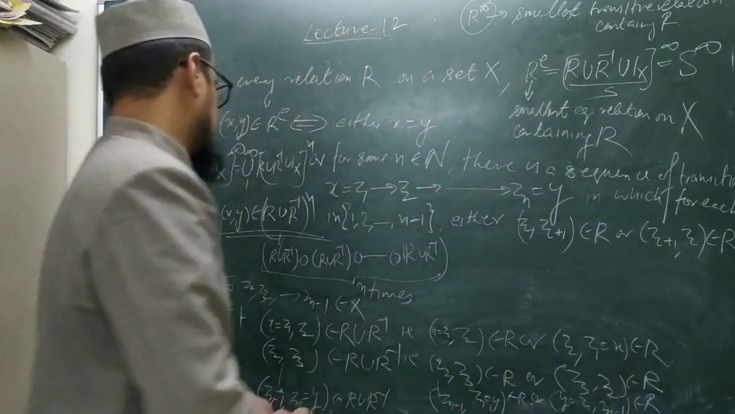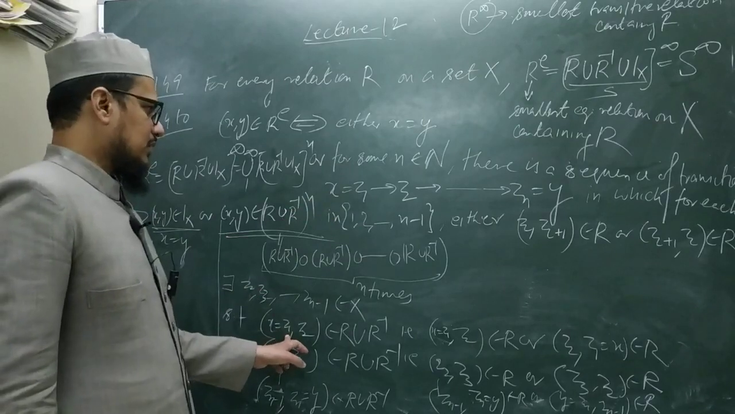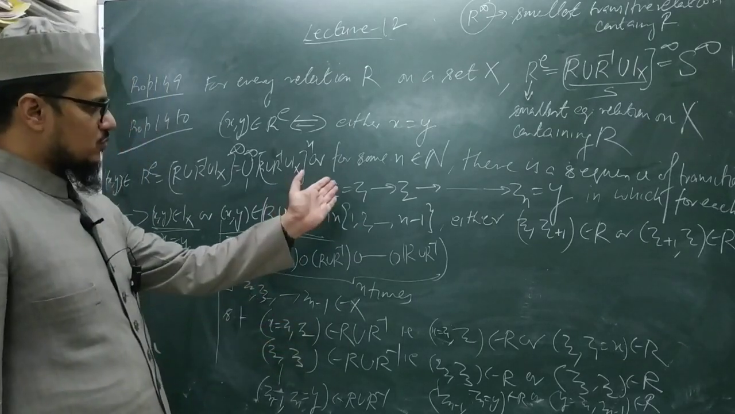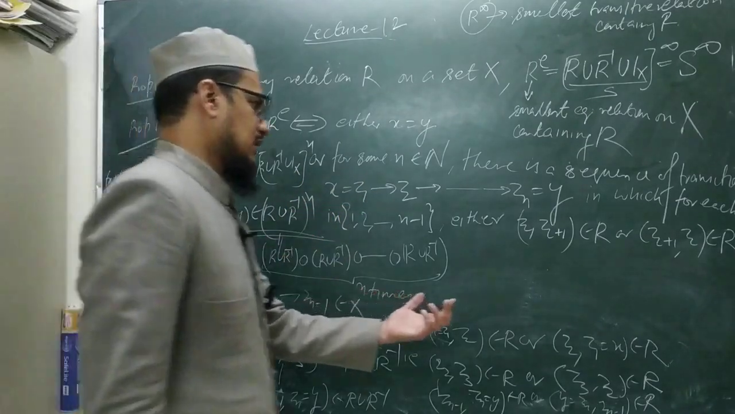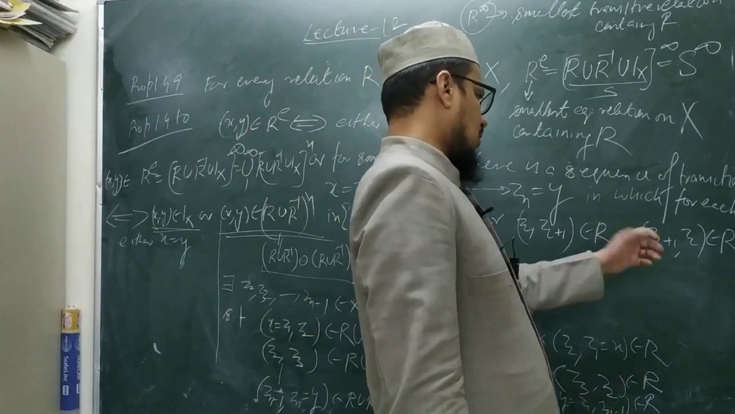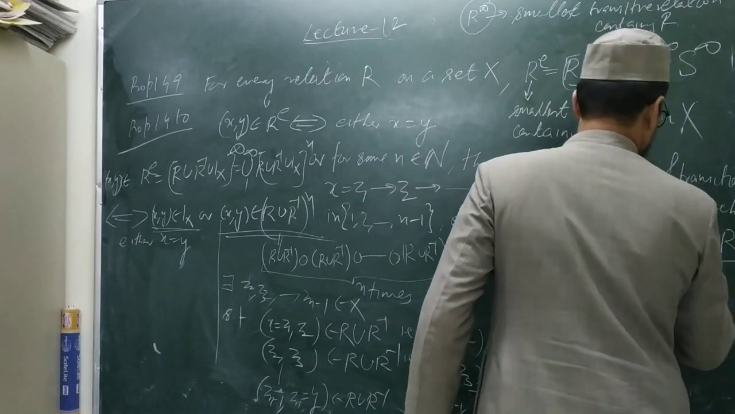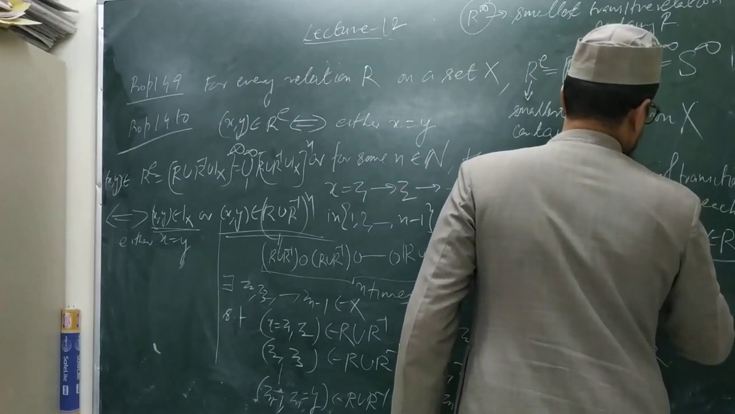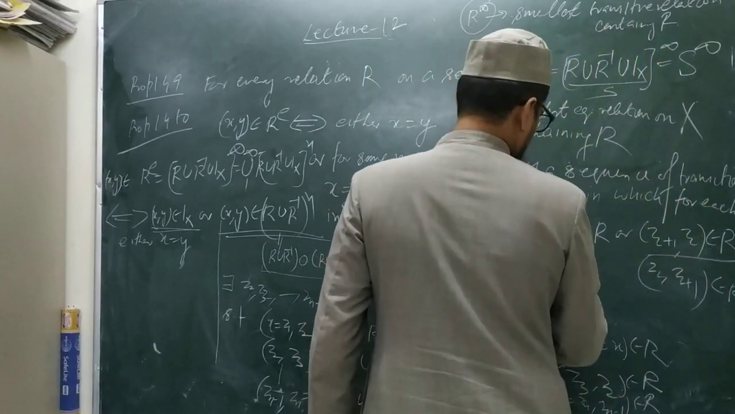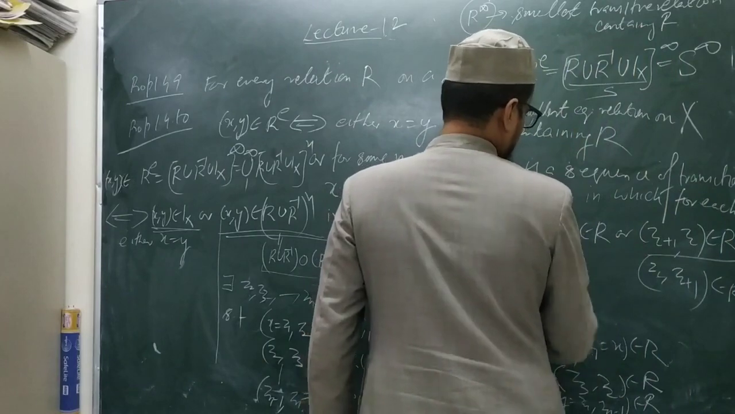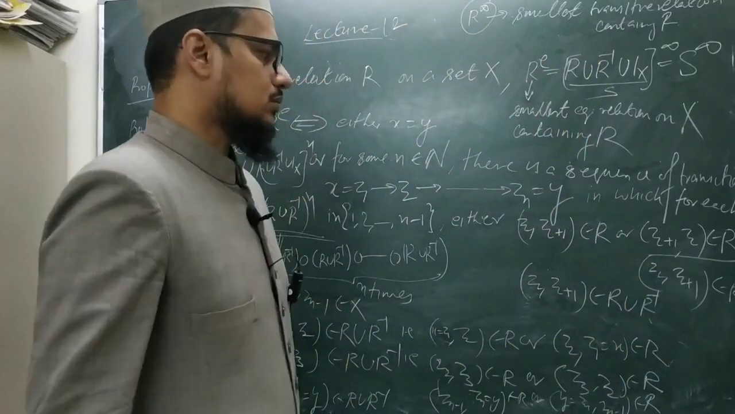Now you see, you are getting a sequence of transitions: x is equal to z1, then z1 to z2, z2 to z3, up to zn to y, in such a way that (zi, z(i+1)) belongs to R, or belongs to R converse, or if you merge it, (zi, z(i+1)) belongs to R union R converse. Correct?